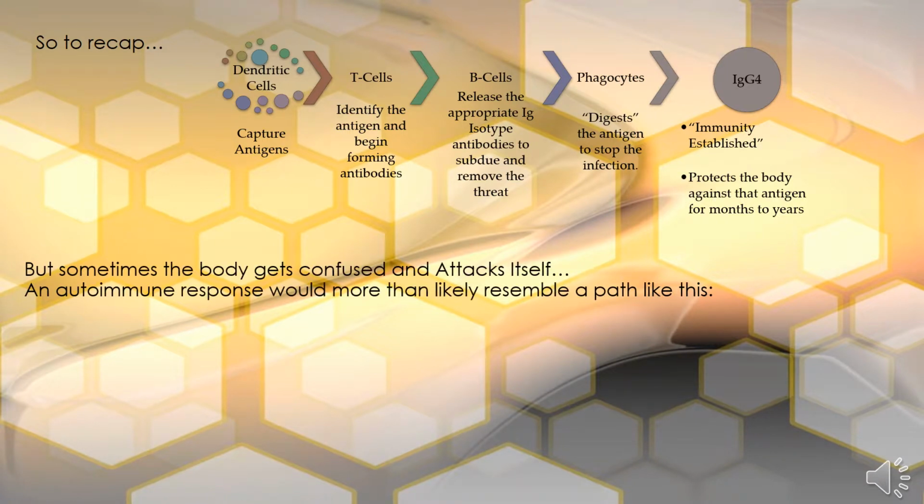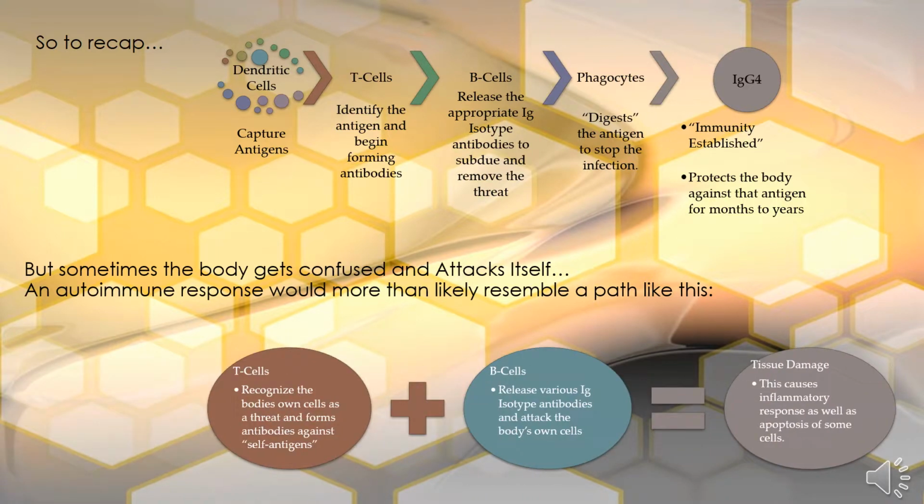An autoimmune response would more than likely resemble a path like this. The T cells would recognize the body's own cells as a threat and form antibodies against that, which we would call self-antigens. B cells would release various immunoglobulin antibodies and attack the body's own cells, which would in turn cause tissue damage. It would also cause inflammatory response and possibly apoptosis of viable cells.